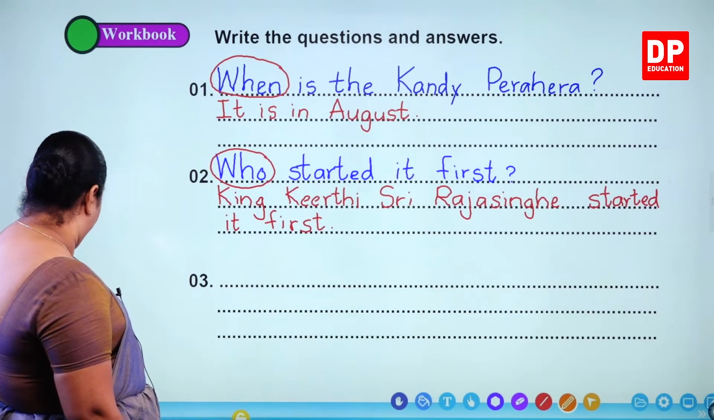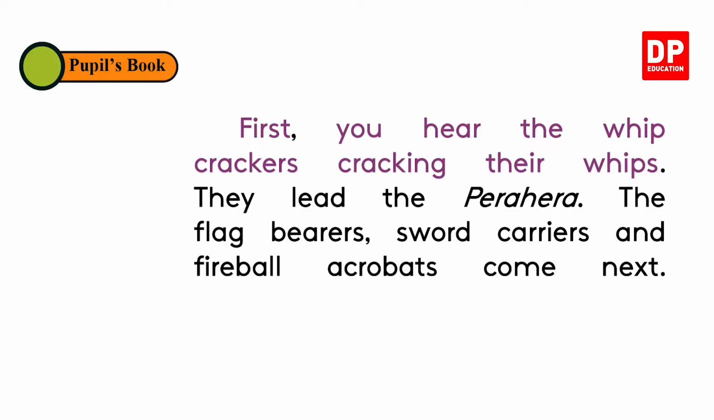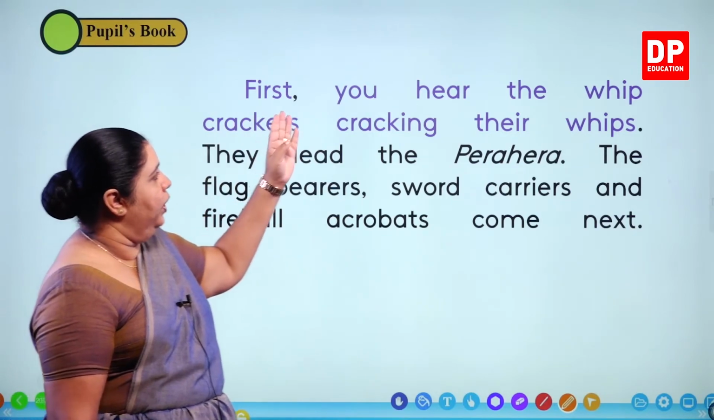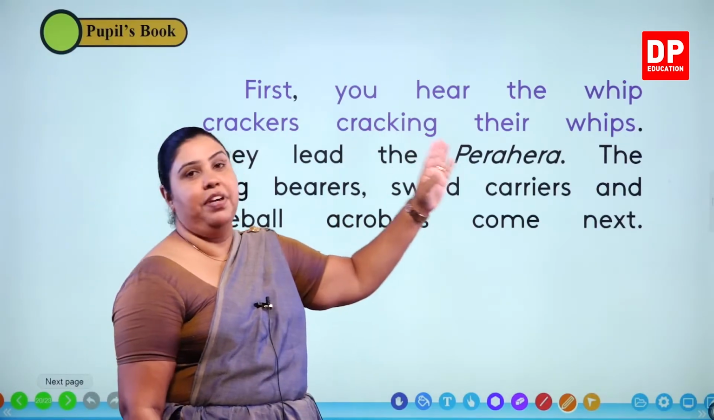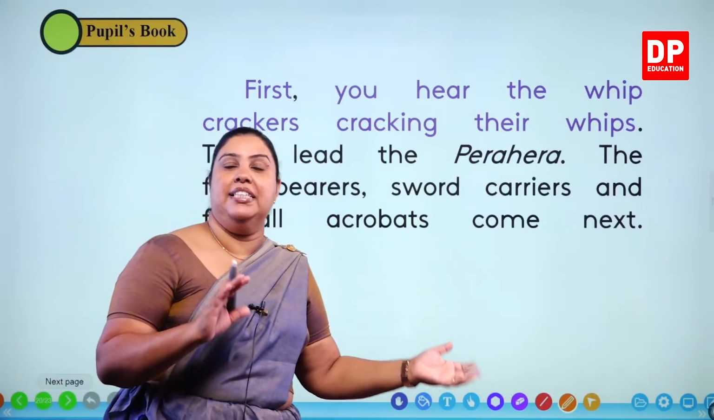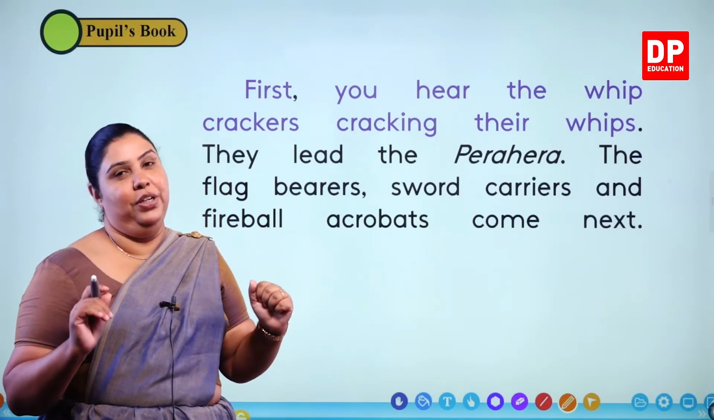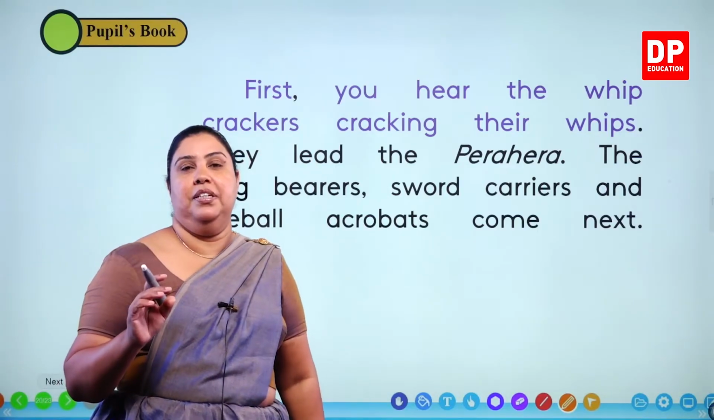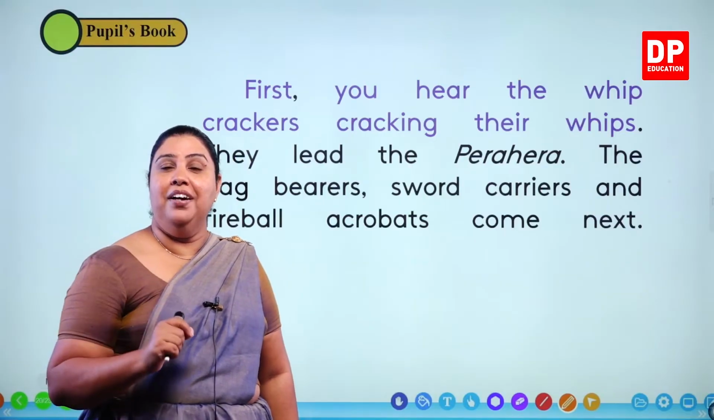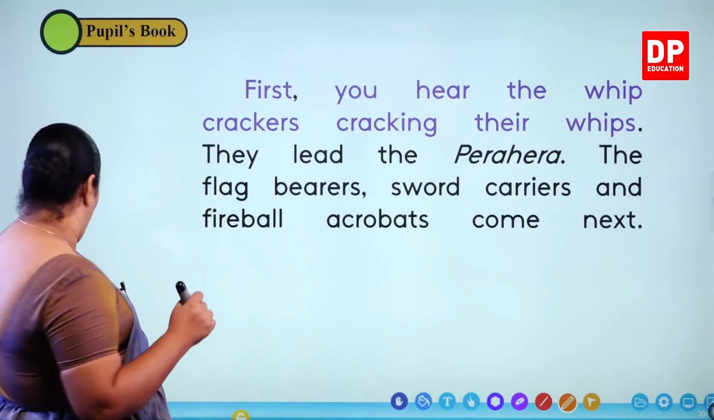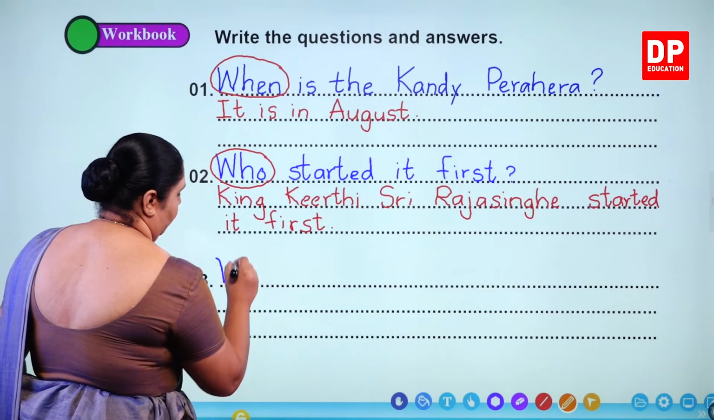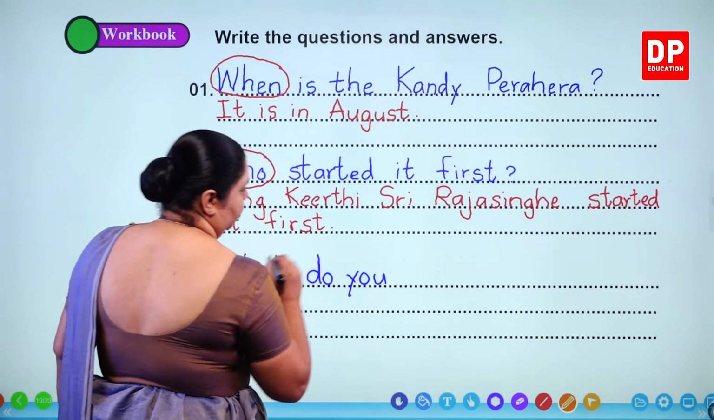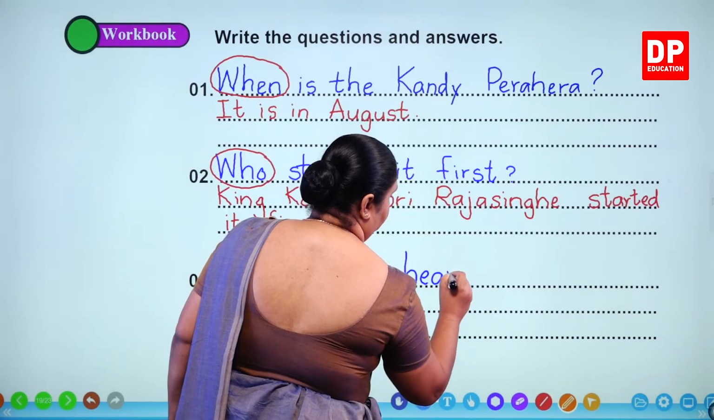Right. Now let's take a look at our next paragraph. First, you hear the whip crackers cracking their whips. Right? First, you hear the whip crackers cracking their whips. ඔන්න අපිට answer එක තියෙනවා. Now we are going to make the sentence for this answer. How are you going to do that? How will you make that question? The answer should be, first you hear the whip crackers cracking their whips. How do you ask the question? What do you hear first? It's so easy. How do you write the sentence? What do you hear first?